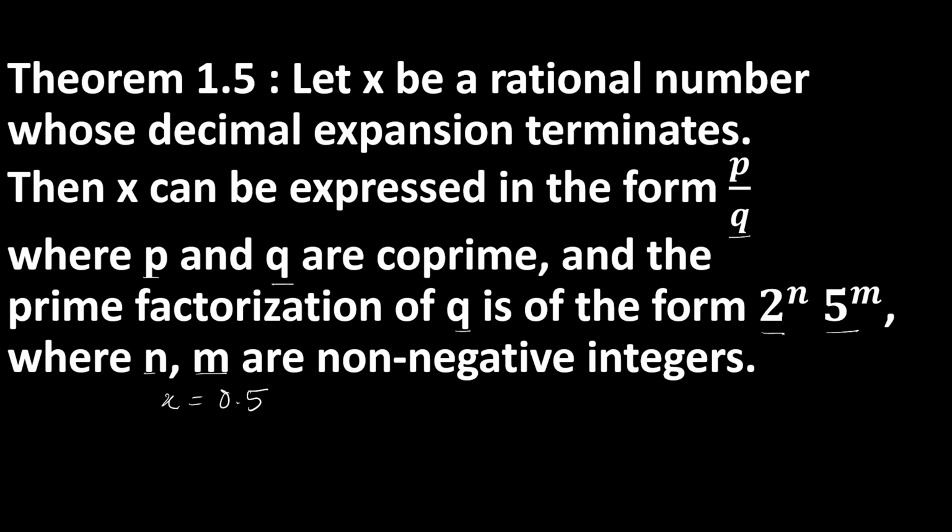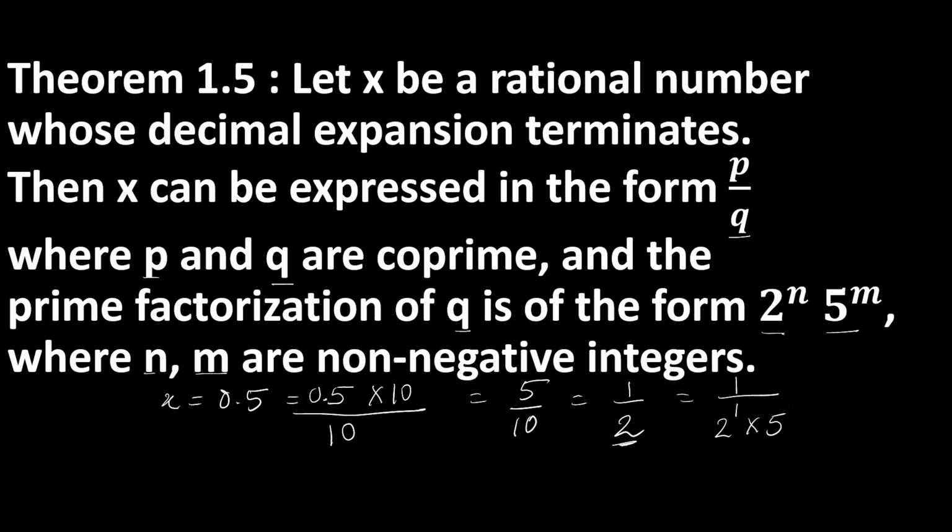So let's write out. We can write down 0.5 into 10, and in the denominator also we can multiply 10, right? So what are we going to get? We will get 5 by 10. Now, is this simplified? No, we can simplify it further in the form of 1 by 2, right? So here you can see the denominator is 2, which can be written in the form of 2 raised to n and 5 raised to m. You can write it in the form of 1 upon 2 raised to 1 into 5 raised to 0. So this is what theorem 1.5 is.